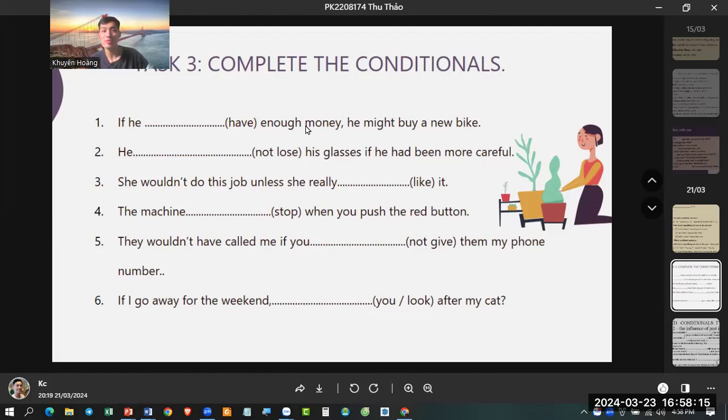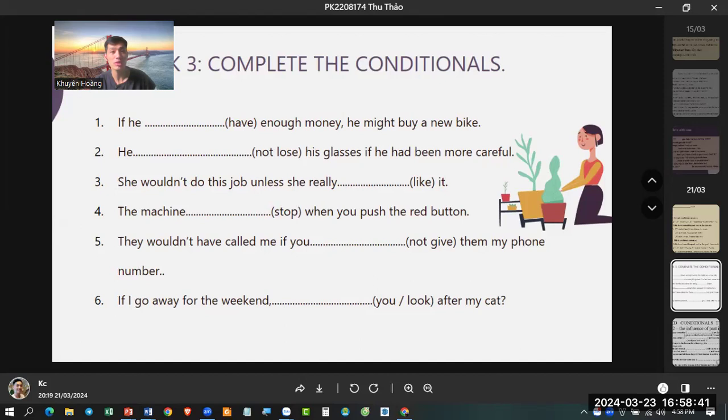I wrote it wrong, right? I wrote if he had enough. So how do you make this? How do you deal with this word? I wrote if he had had enough money. But no, I mean you did it yourself.